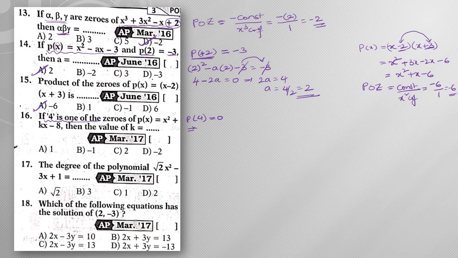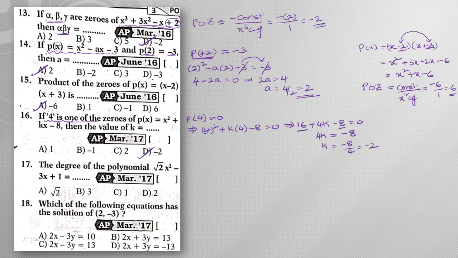That means what am I going to get? 4 square plus k times 4 minus 8 is equal to 0. 4 square is 16, so 16 plus 4 times k minus 8 is equal to 0. 16 minus 8 is 8. When you transpose that plus 8, you are going to get minus 8. So from this, k is equal to minus 8 by 4, which is nothing but minus 2. Hence the value of k is minus 2.